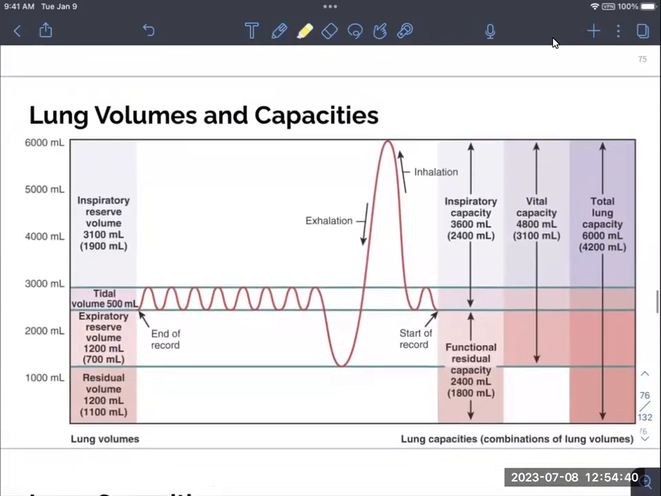So this tidal volume here, this is your normal breathing. We have that inspiratory reserve, how much extra air you can take in. That expiratory reserve, how much extra air you can breathe out. But we still have that residual volume, how much is left in the lungs after that forced exhalation. The total lung capacity is usually about 6,000 milliliters.